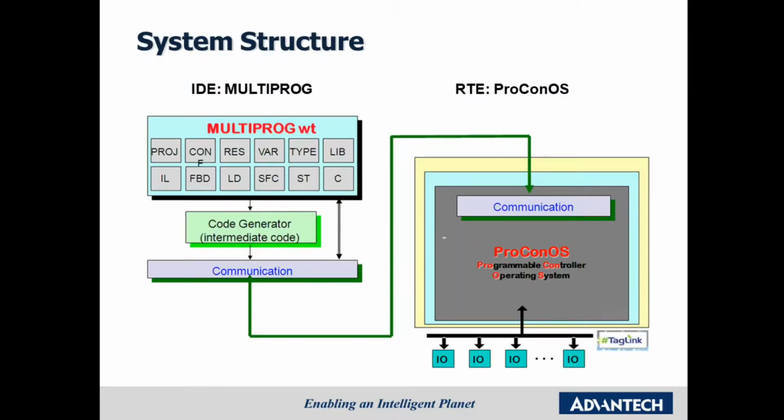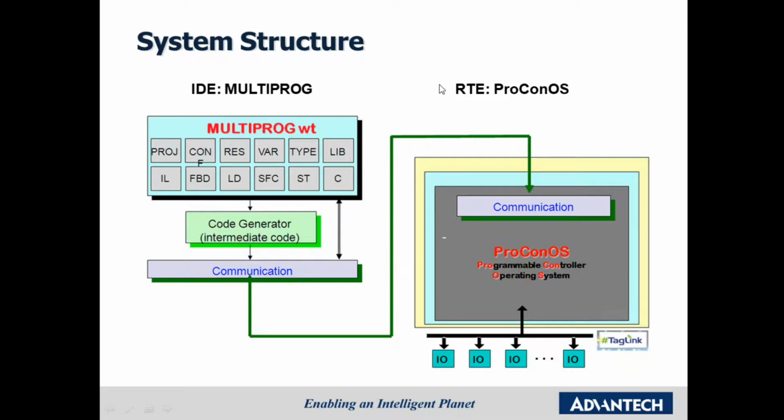After installation, we talk about the system architecture. MULTIPROG Express supports several programming languages. After writing the code, MULTIPROG uses the installed ADAM3600 ECLR to download intermediate code into the RTE on ADAM3600.